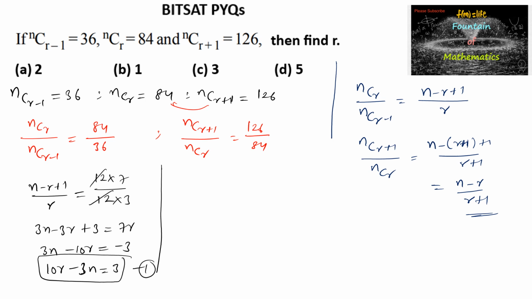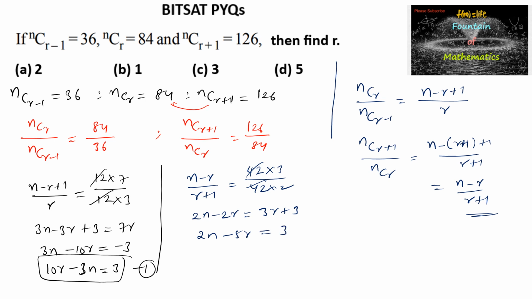So nCr plus 1 upon nCr we can get n minus r upon r plus 1 is equal to 126 upon 84, we can get 42 3 times and 42 2 times. So here 2 into n minus r is equal to 3 into r plus 1, so 2n minus 2r minus 3r, that is minus 5r, is equal to 3. Or we can just multiply with 2 here. So we can write 4n minus 10r is equal to 6. Say this is equation 2.